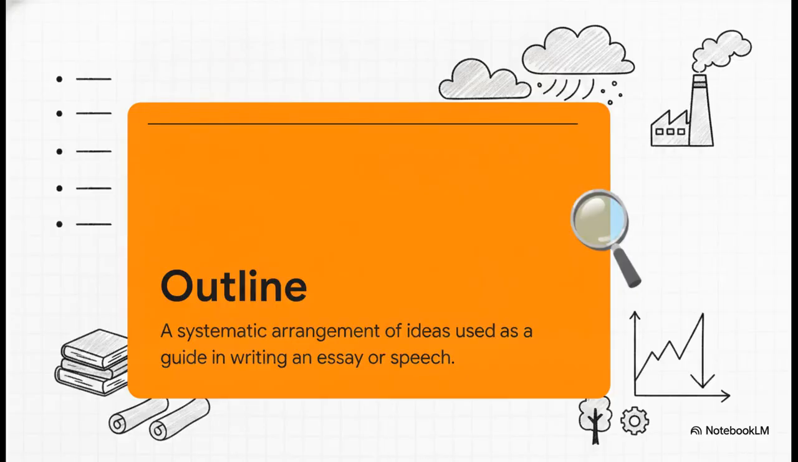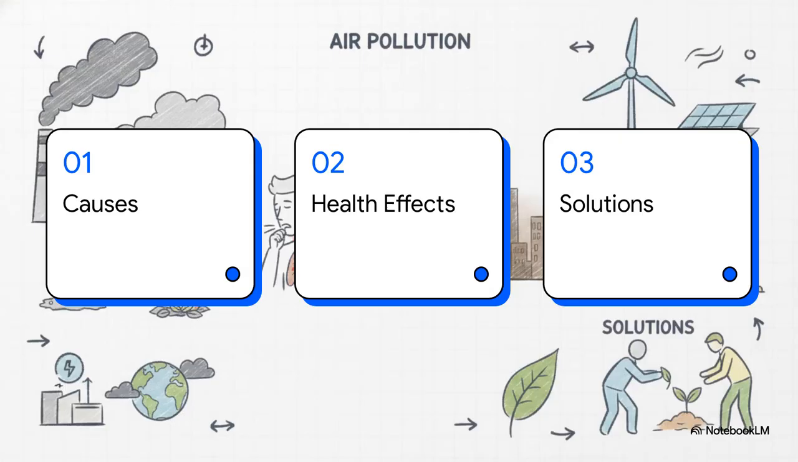The source text defines an outline, or a balangkas, as a systematic arrangement of ideas used as a guide for writing. And since our source is teaching us how to structure information systematically, we're going to borrow that exact same logical flow today to really understand the reality of air pollution. So here is our agenda, pulled straight from that textbook example. 1. Causes. 2. Health effects. And 3. Solutions. Let's get right into it.